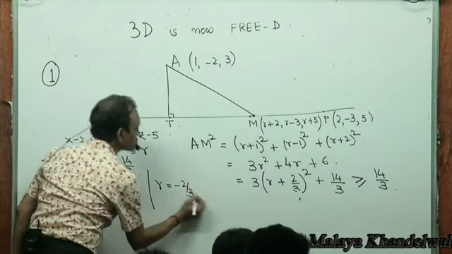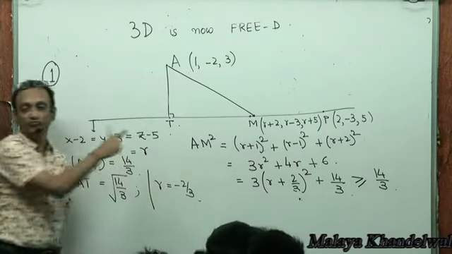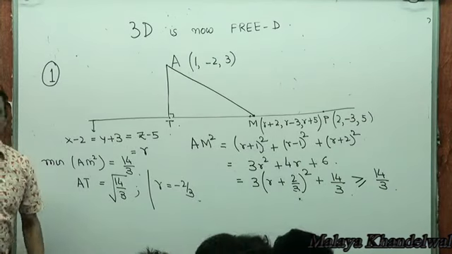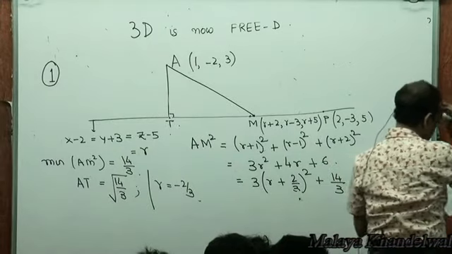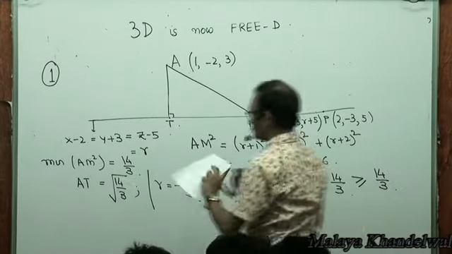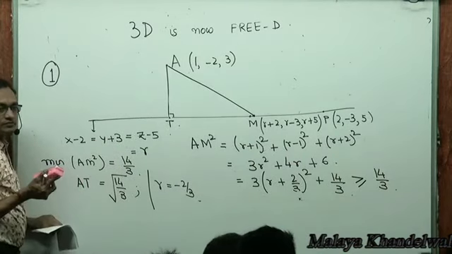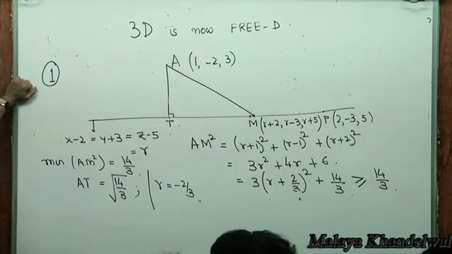And when r is minus 2 by 3, then you get x, y, z of T, the foot of the perpendicular from A onto this line. Yes or no? Got me? Can I wipe this off? Sounds all right?